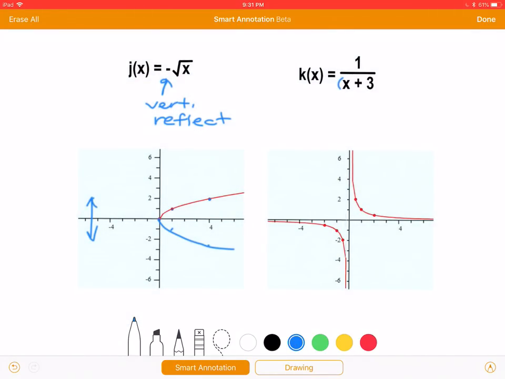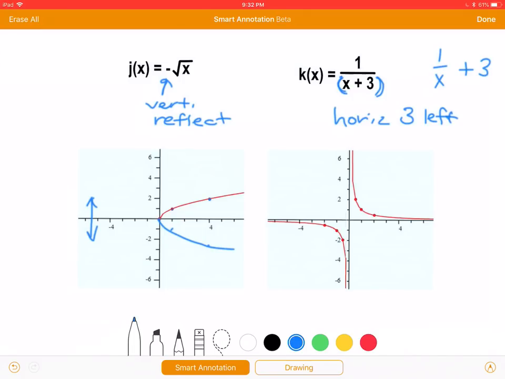This one is the first one where the plus 3 is actually on the inside of the function. Our parent function is 1 over x. If it were like this, that would be a vertical shift up 3, but since that's grouped in with the x value, it's inside of the function, then we know it's going to be a horizontal shift. In this case, a translation 3 to the left.